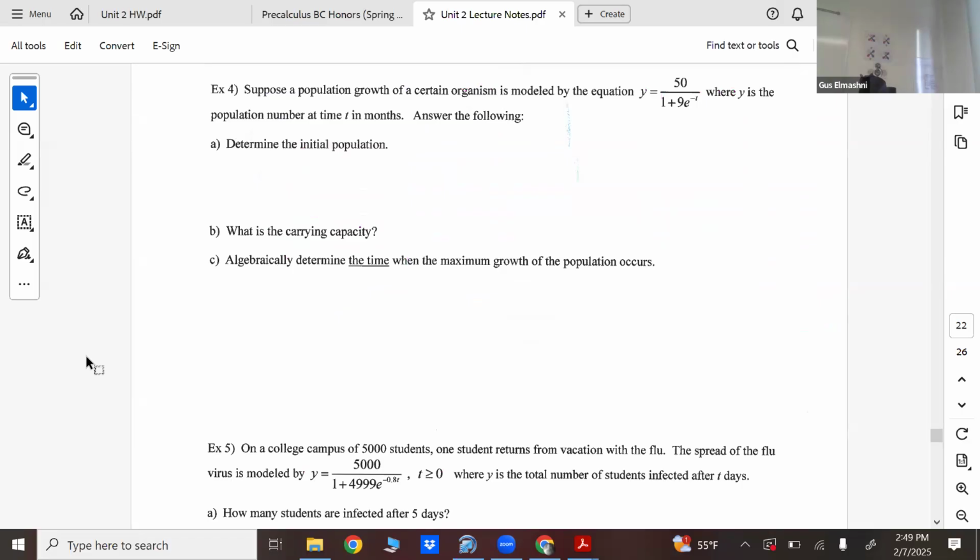It has to get smaller. So when t gets large, right? What's e to a large negative number? 1 over that gets really, really small, right? Now, you see how when t gets large, that just goes away. And what does y approach? 50. 50, exactly. That's why that's a limiting factor, right? But let's determine the initial population first of this organism.